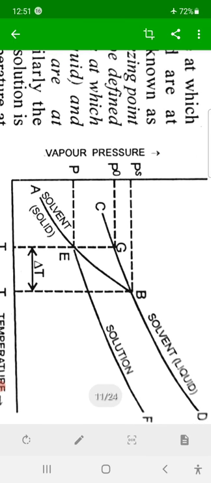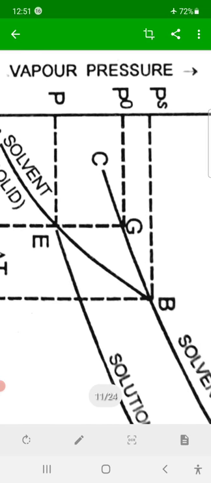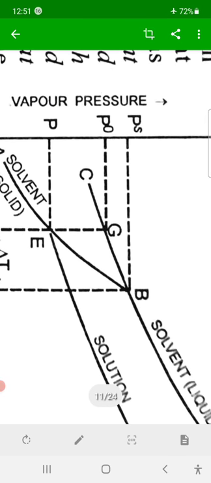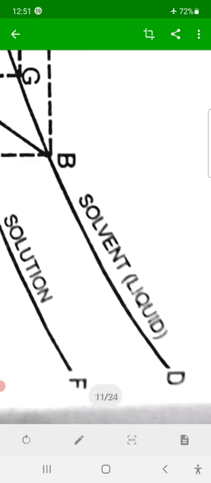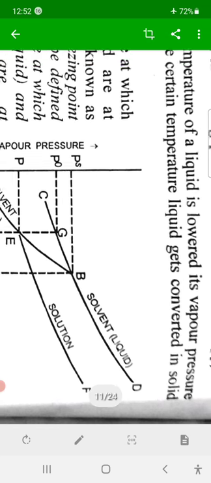And afterward, with further decrease in temperature, the vapor pressure again decreases, and that is shown here as curve BC. That BC shows the vapor pressure of pure solvent in solid state. And BD shows the vapor pressure of pure solvent in liquid state.